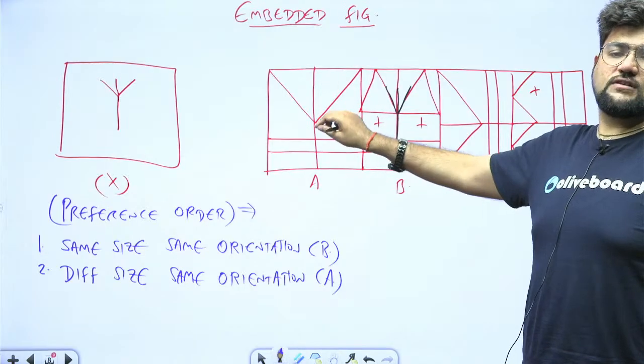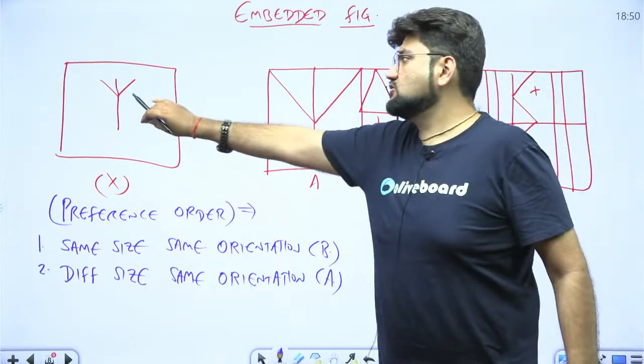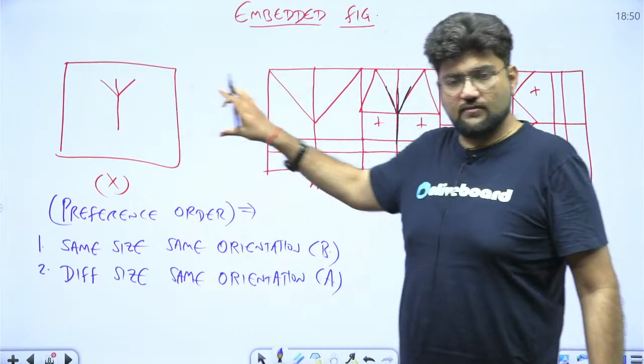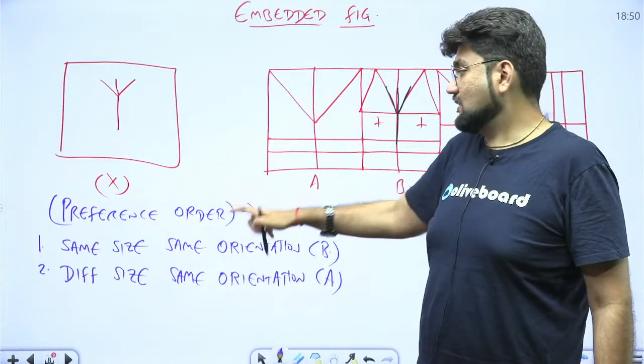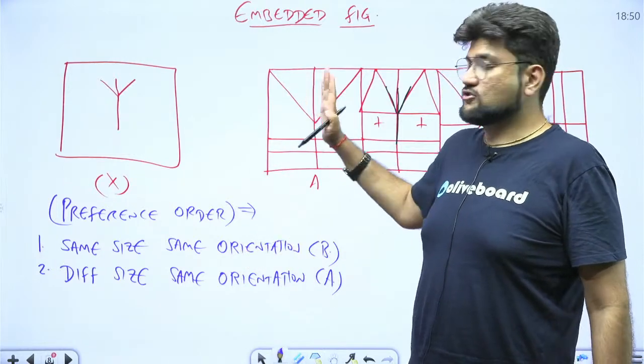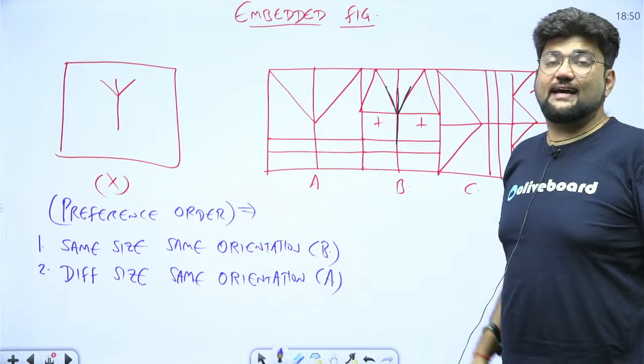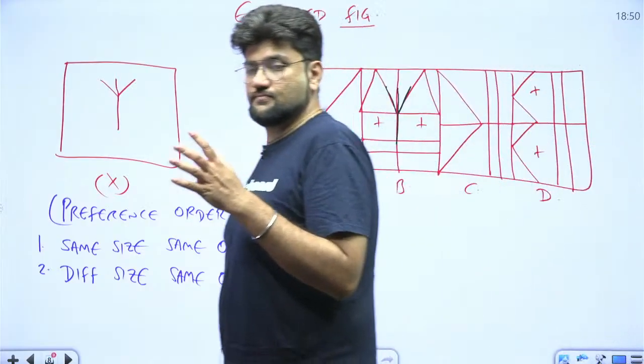So the size of course can change. It can either enlarge or it can even shrink, but it has to maintain the orientation. Means the direction has to be same. So what is more important here? The direction. Direction cannot change.